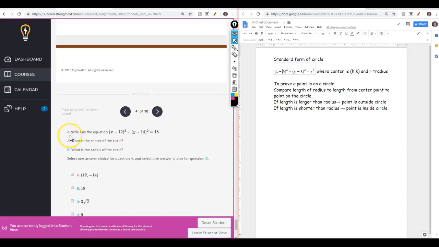Question 4. A circle has the equation (x − 2)² + (y + 14)² = 18. A, what is the center of the circle? And B, what is the radius of the circle?